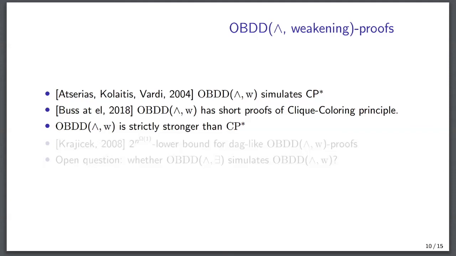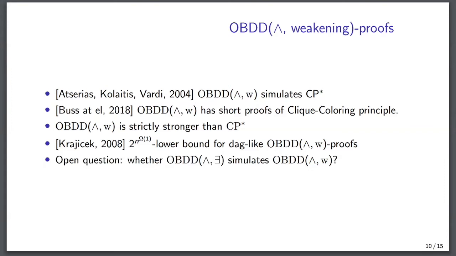Also, we proved that this proof system has short proofs of clique coloring tautologies, and it means that this proof system is strictly stronger than cutting planes with small coefficients. However, this proof system is rather strong in my opinion. However, we know a lower bound for it. It was proved by Krajicek. Some exponential lower bound for some set of tautologies that are not easy to describe. And the open question is, if there is a difference between projection and weakening rule, can the proof system with the projection rule simulate the proof system with the weakening rule?